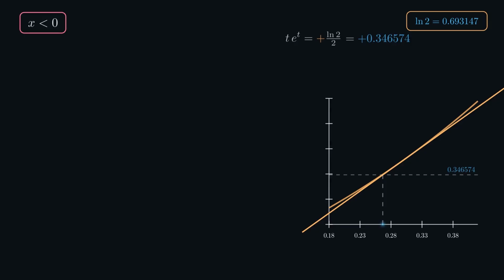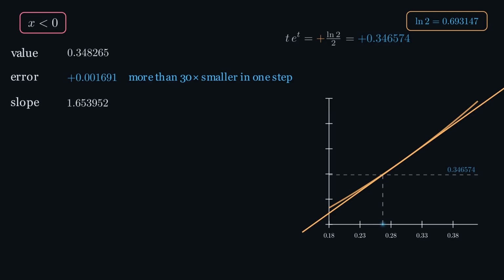Step 2. Same 5 lines, no rush. Value, 0.348265. Error, plus 0.001691. More than 30 times smaller in one step. Slope, 1.653952. Correction, 0.001023. New guess, 0.265707. Step 3, and watch how little is left to fix.